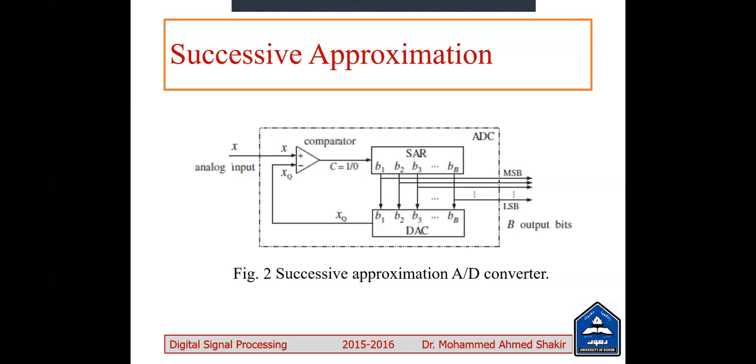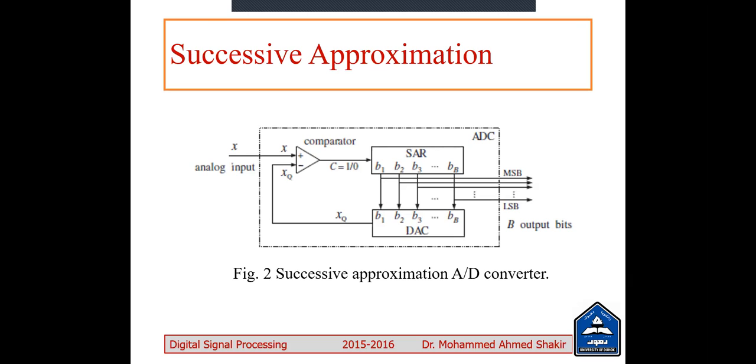Now, if the value of the sample is greater than half of the range, I mean, if we said that R equals 10, then half of the range equals 5. So if the sample is greater than half of the range, then B1 will be set to 1. Otherwise, if the sample value is less than half of the range, B1 will be 0. After fixing B1, we take B2, set B2 equal to 1, and the other bits, B3 up to B capital B, are initialized to 0.